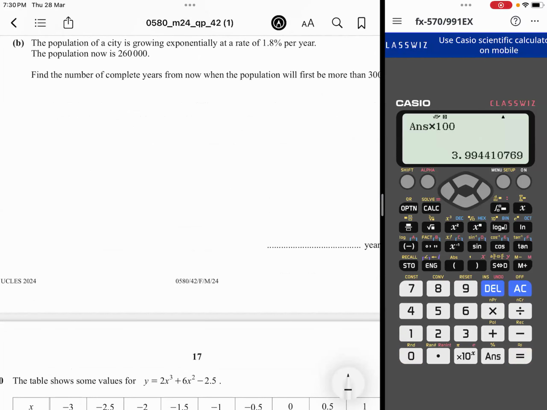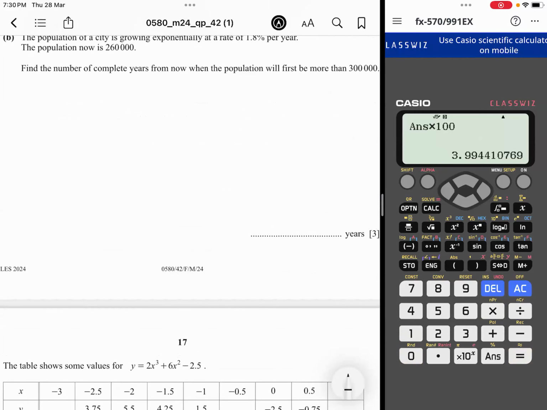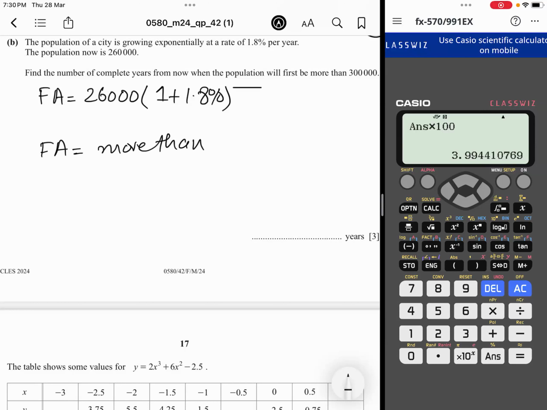The population now is 2,60,000. Find the number of complete years before the population will be more than 3 lakhs. So the final amount is equal to the principal amount, which is 2,60,000, times the exponential increase, 1 plus 1.8%. We don't know the number of years and we want the result to be more than 3 lakhs. So it would be a trial and error method. We will change the values in the calculator and see.